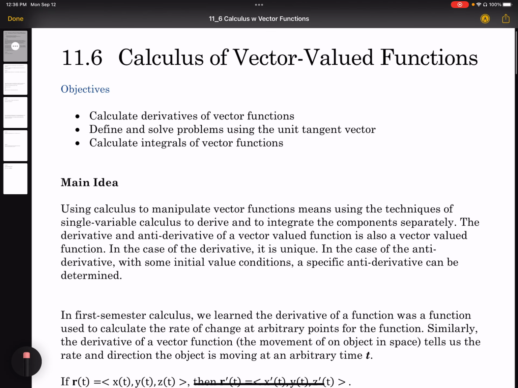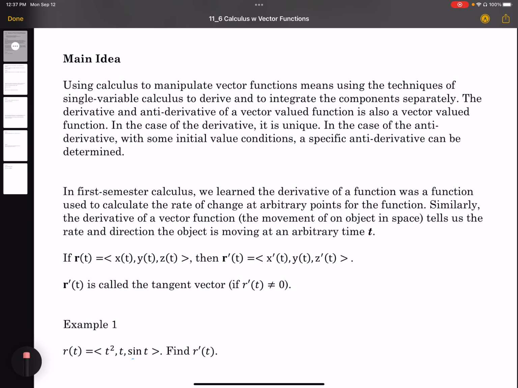Hi students, in this video we're going to cover the calculus of vector valued functions. That means that we're going to derive vector functions, integrate vector functions, and discuss the unit tangent vector. So all of our basic derivative rules that we learned in first semester and second semester calculus are going to apply to vector functions. That means that we can derive them, that means we can integrate them.